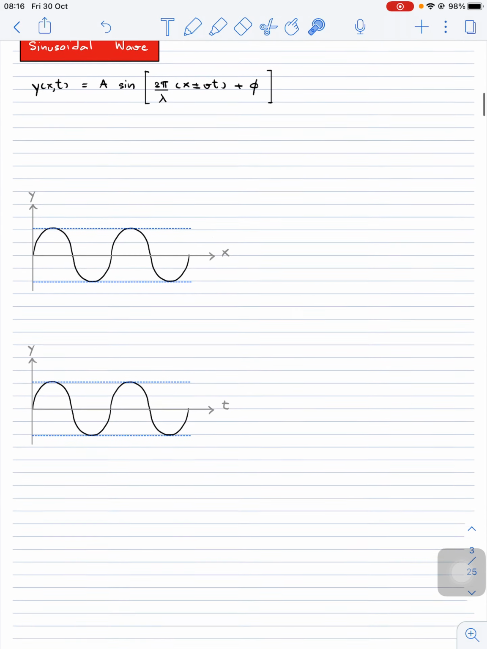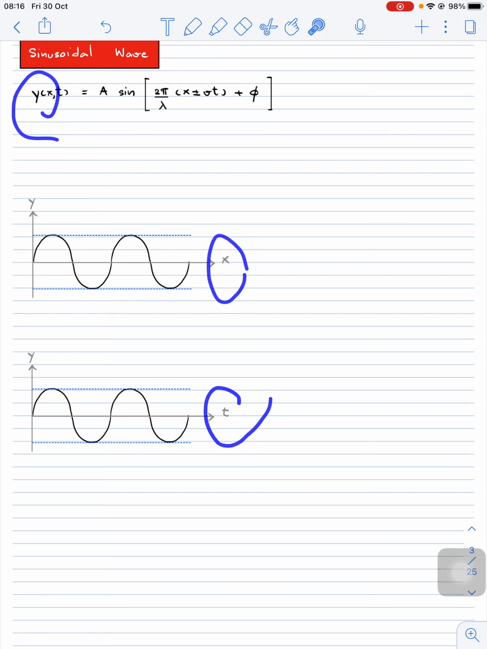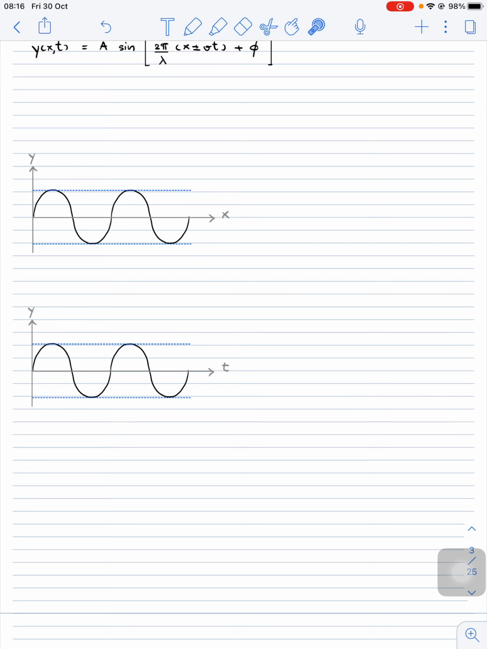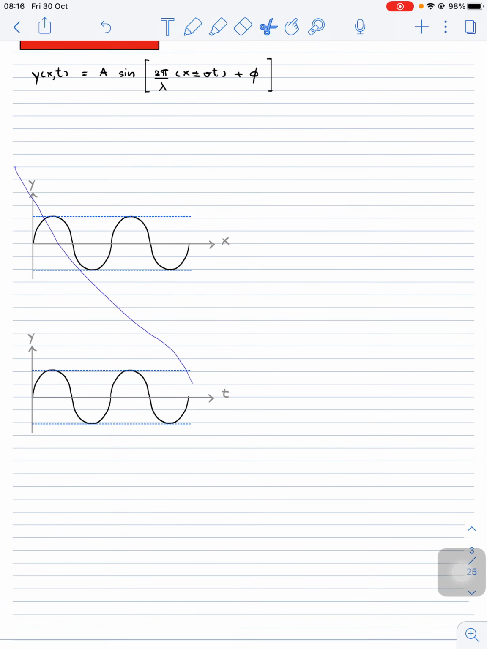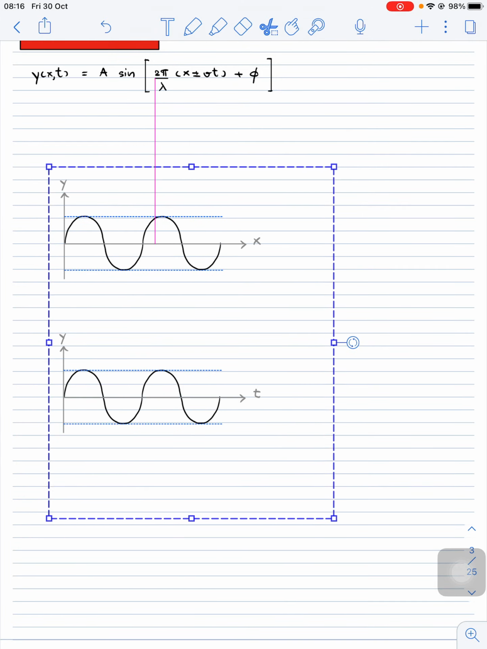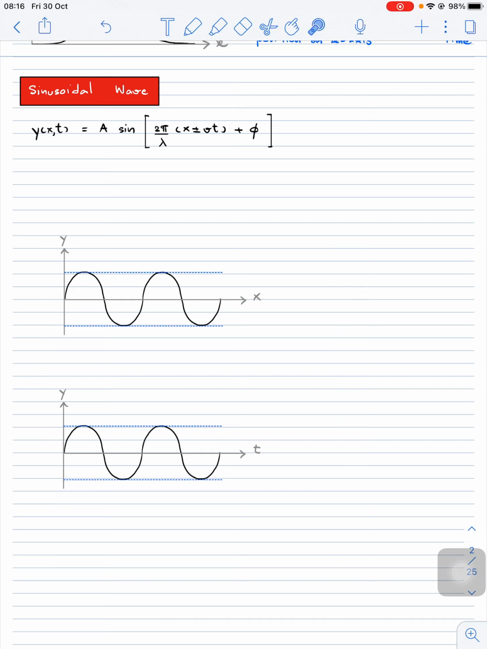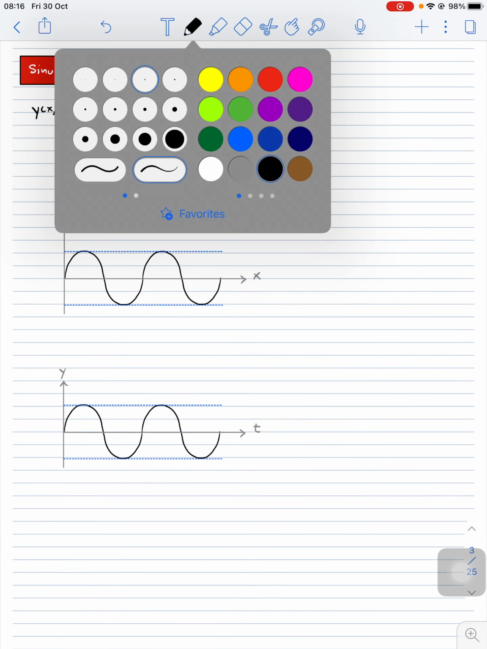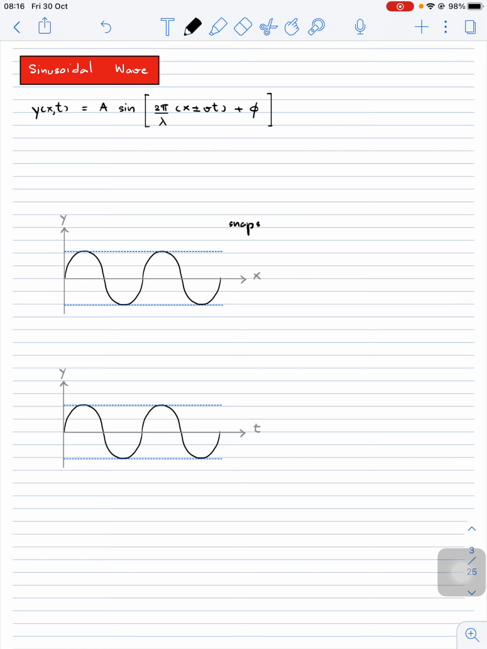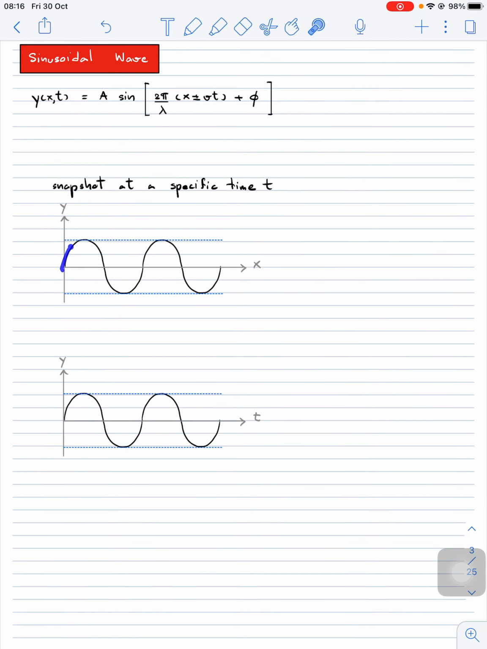Then if we make the plot between y, x, and t, let's consider the first picture. If we take a snapshot at a specific time t, then you can see that the wave will look something like this, just like the sine or the cosine function.